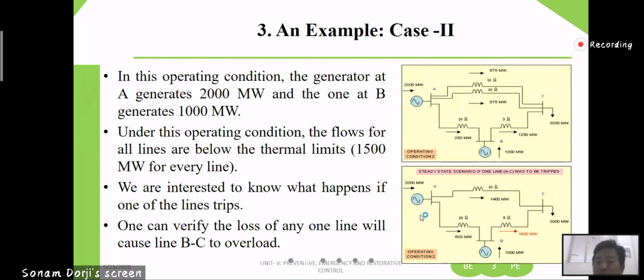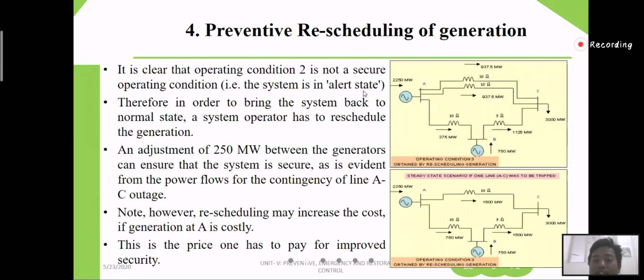So now what we have to do is carry out the preventive control. How will we carry out the preventive control? You have to reschedule the real and reactive power generation. Now, in the earlier slide it is very clear that if there is a loss of one line, definitely one line will be overloaded. Which means it is not in the secure state or not a secure operating condition, or we call it an insecure or alert operating condition.